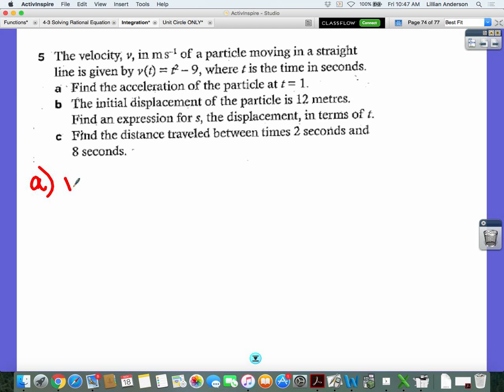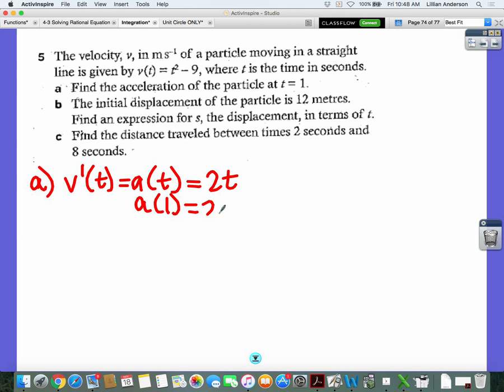You have to take the derivative of velocity. So the derivative of velocity equals acceleration. What is the derivative of t squared minus 9? 2t. We are going to plug in 1 to find out that our acceleration at 1 is 2. Give me my units: meters per second squared. So yes, derivative problems and integration problems can be embedded together, so just be aware of that.